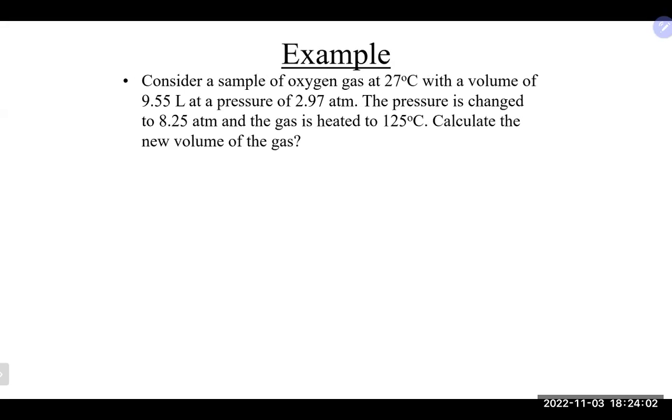All right, so let's try our rearranging skills here. Consider a sample of oxygen gas at 27 degrees Celsius with a volume of 9.55 liters and a pressure of 2.97 atmospheres. Pressure goes to 8.25 and we heat it to 125. We're looking for a new volume here. So take a couple minutes to see what you come up with.